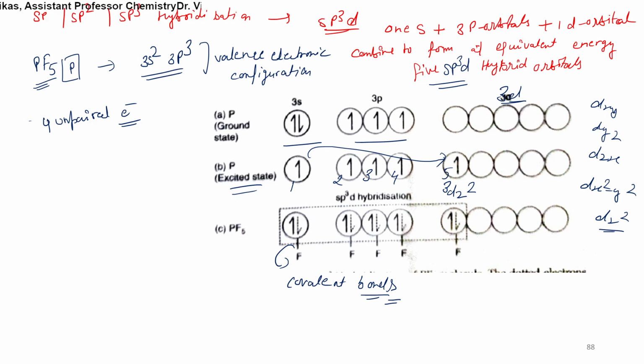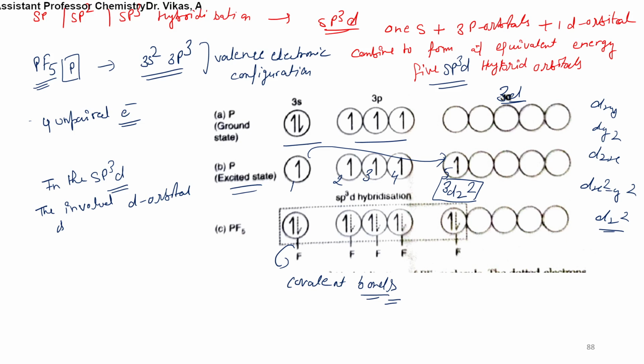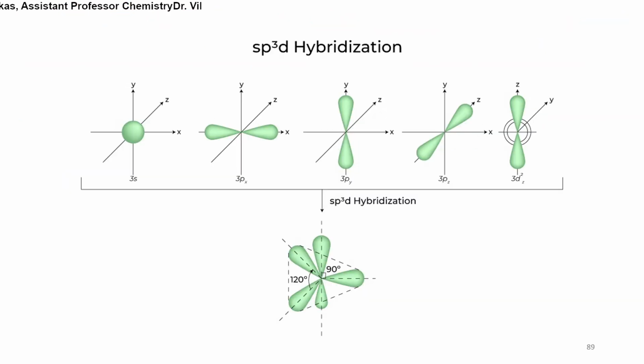Okay. And please always remember that in sp3d hybridization, the involved d orbital is the 3dz square orbital. Now this 3s, 3p and 3dz square orbitals hybridize to give 5 sp3d hybrid orbitals.